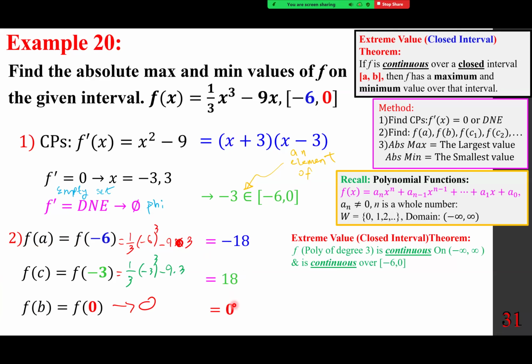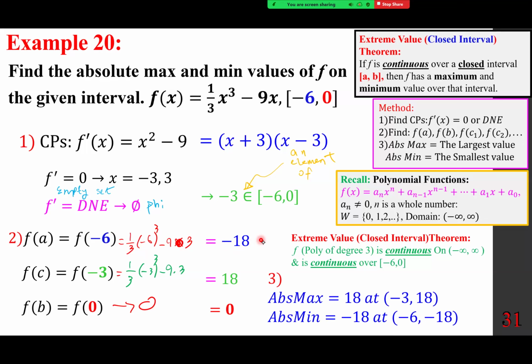Which one is the largest number? 18. So you're going to say the absolute maximum is equal to 18 at which pair? These two, -3, 18. What is the smallest number? -18. So the absolute minimum is -18 at this pair. So it's pretty straightforward, everybody.